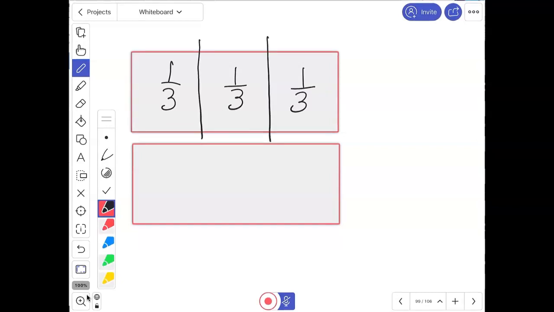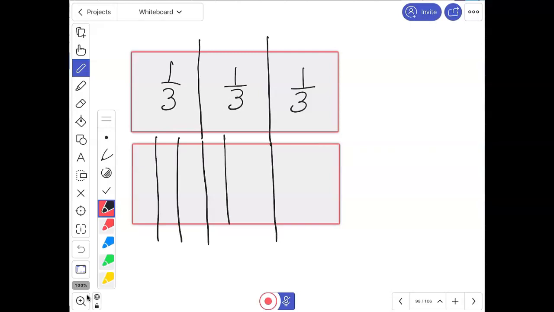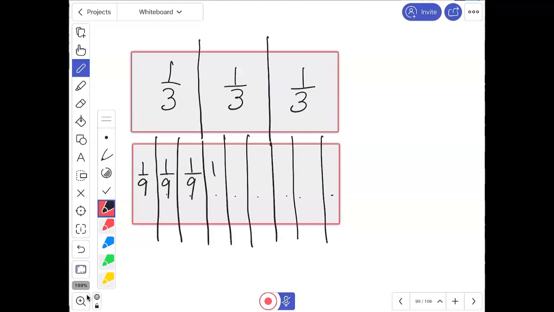Now I'm going to partition the bottom a different way. Let's do it this way. I'm going to start with thirds, and make it into thirds of thirds. So we'll see how many pieces I end up with. So this is 1, 2, 3, 4, 5, 6, 7, 8, 9. So each is a 1/9, 1/9, 1/9, 1/9, 1/9, 1/9, 1/9, 1/9, 1/9.